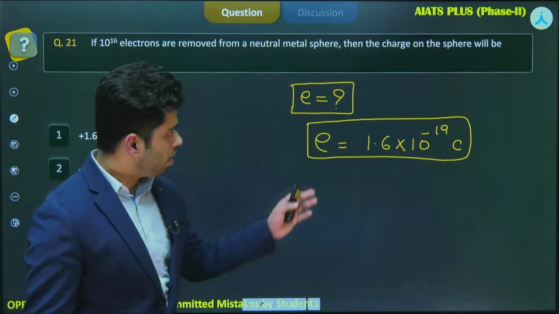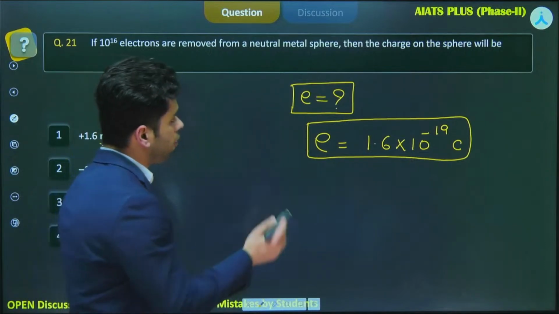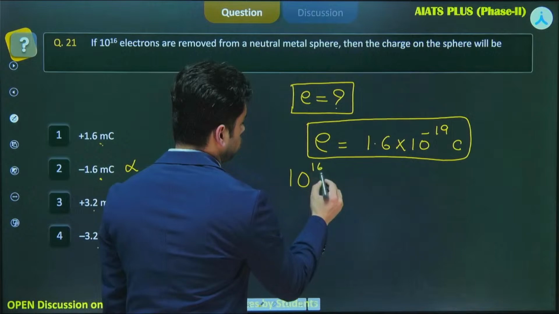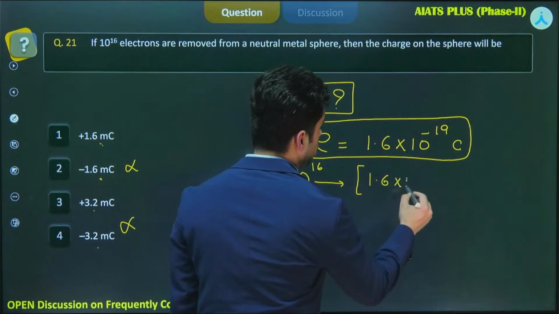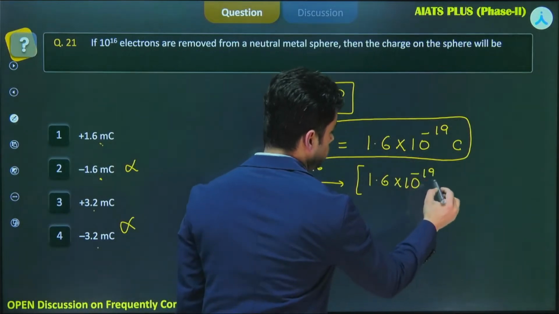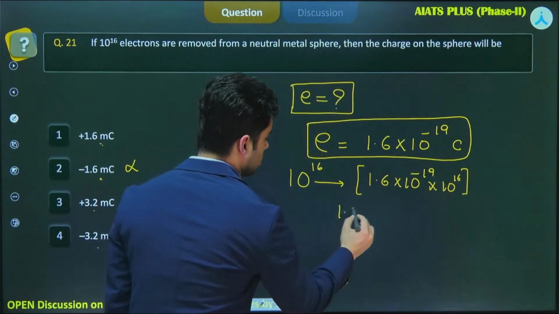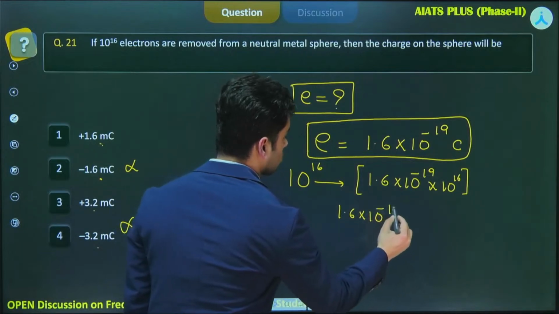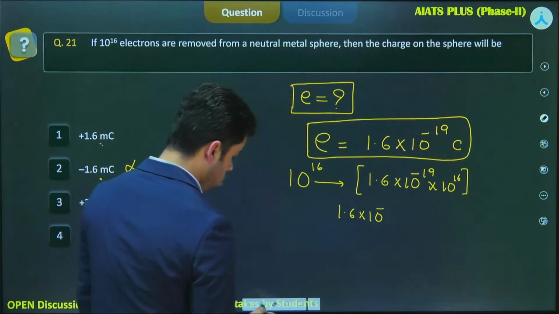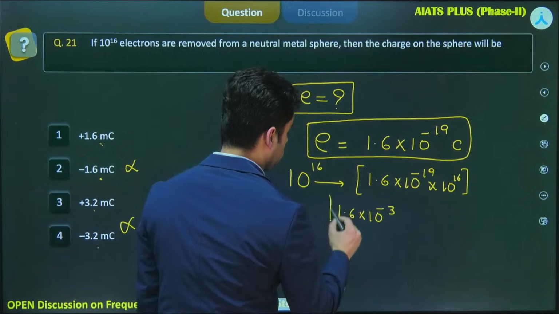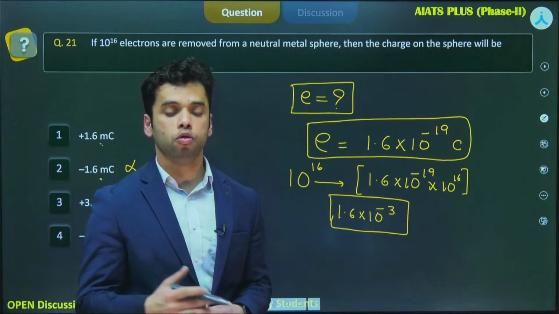Now, the charge on the electron is 1.6 into 10 raised to the power minus 19 Coulomb. You have removed 10 raised to the power 16 electrons. So that means the negative charge removed is 1.6 into 10 raised to the power minus 19 into 10 raised to the power 16. That means it is 1.6 into 10 raised to the power minus 3. This much charge is removed, meaning loss of electrons.